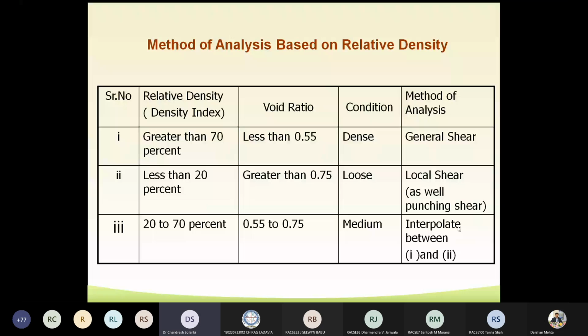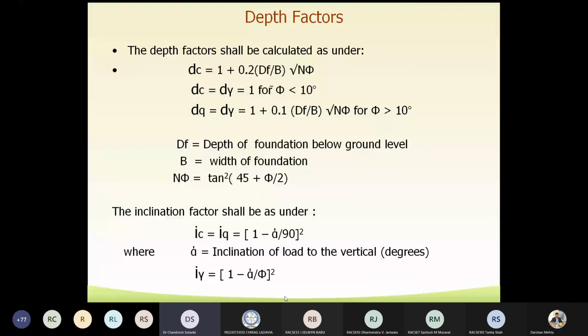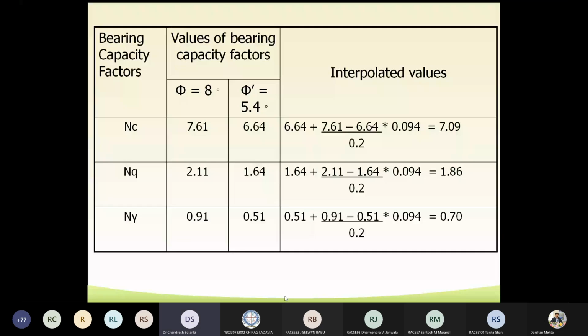This is how we determine the shape factors for the solution of the problem, depending on the width and length of the foundation and the shape of the foundations. You have the NC value as 5.4 in such circumstances when phi is 0. Here you have the depth factors and inclination of load factors. Our load is straight and vertical, so there is no need to apply them. Our phi value is 8 degree. When it is reduced by 2/3, it comes to 5.4 degree. The values of NC, NQ, and N gamma are interpolated here, and these values are found here.